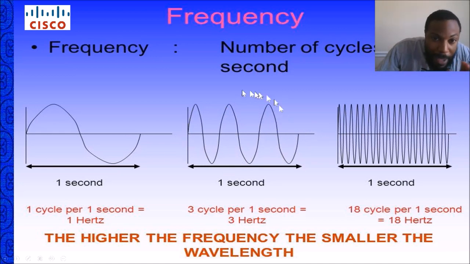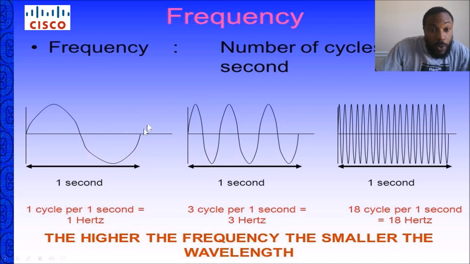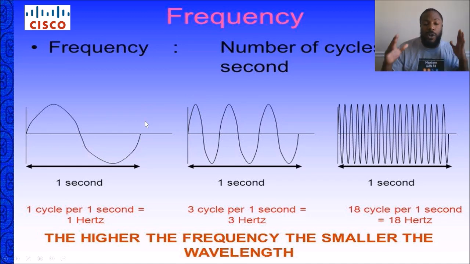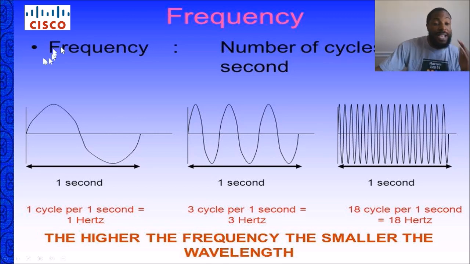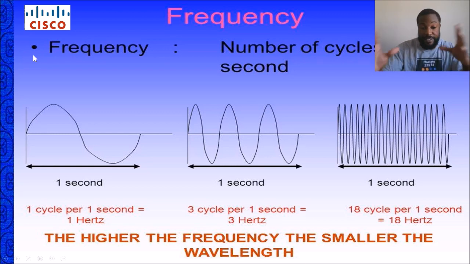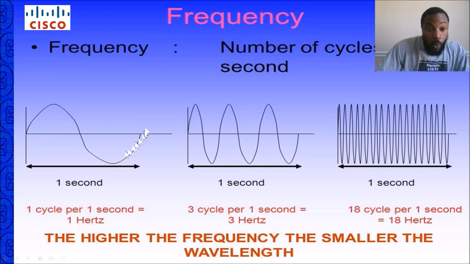Now, let's go back to this right here. This is one cycle. But we don't call it cycles. We call it hertz, because the guy that created it, he was like a German physicist or something. His last name was Hertz, and he was the one that kind of discovered all this. Again, one cycle is one hertz. Remember that. It's one hertz.